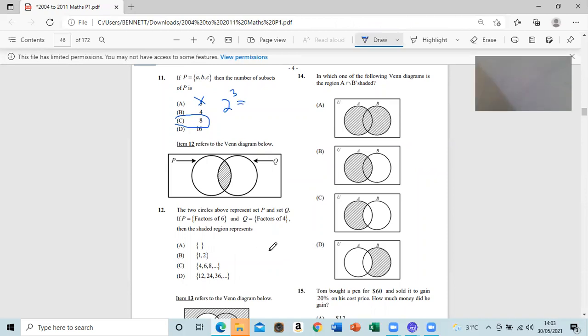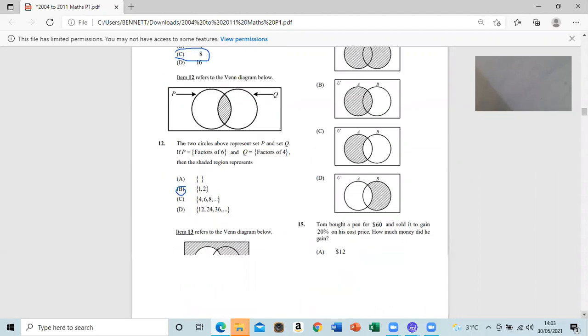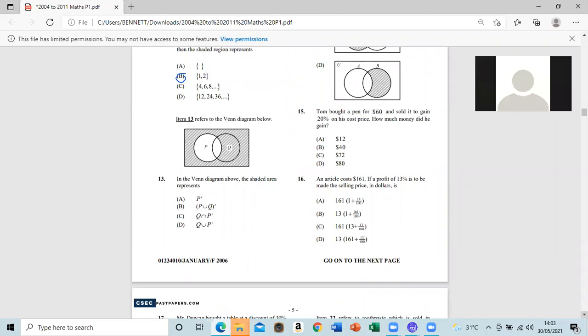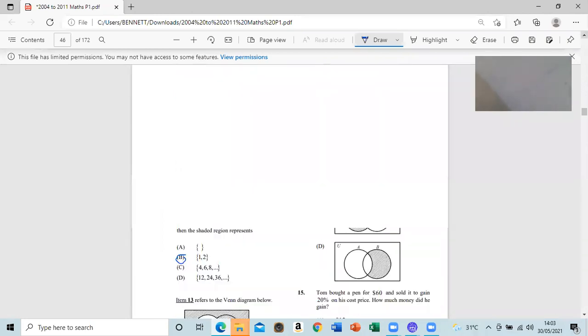All right, this one now. The 2 circles above represent set P and set Q. We did this already. In the Venn diagram above, the shaded region represents... Sir, A. A. Very good. Not in P. See, everything in Q but not P. Our complement, for those who like the fancy term.